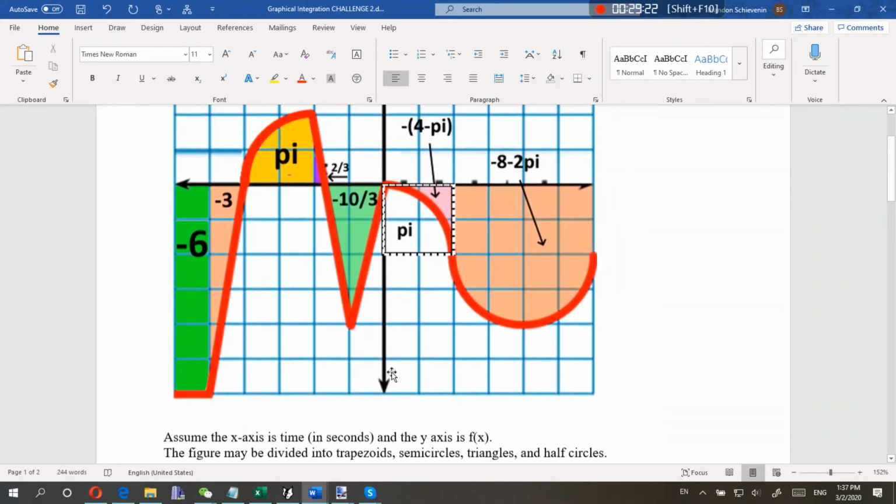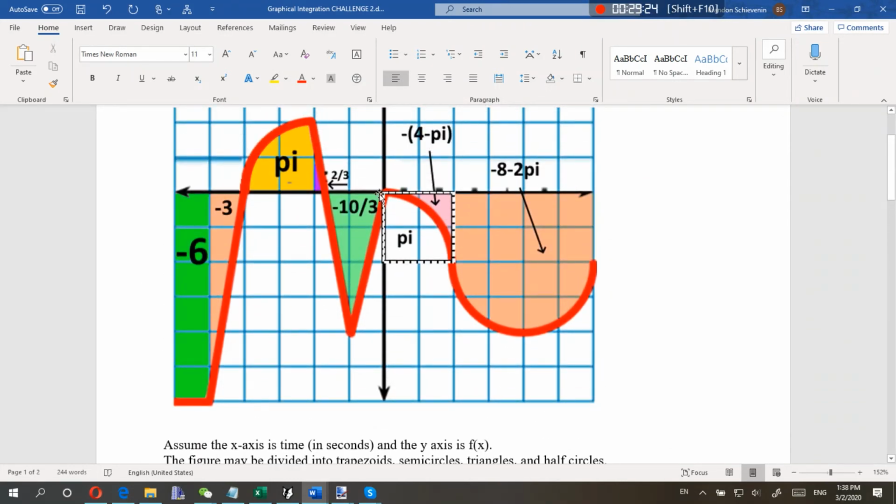My displacement 6 seconds before starting. So that would be how far away from the start point I was 6 seconds before we started. So here's 1, 2, 3, 4, 5, 6 units. Means I'm going back all the way here. Because I'm working backwards, all of my signs are going to change. So that means this will become positive 10 thirds minus 2 thirds is positive 8 thirds minus pi. Minus 3, which is 9 thirds. Add here.